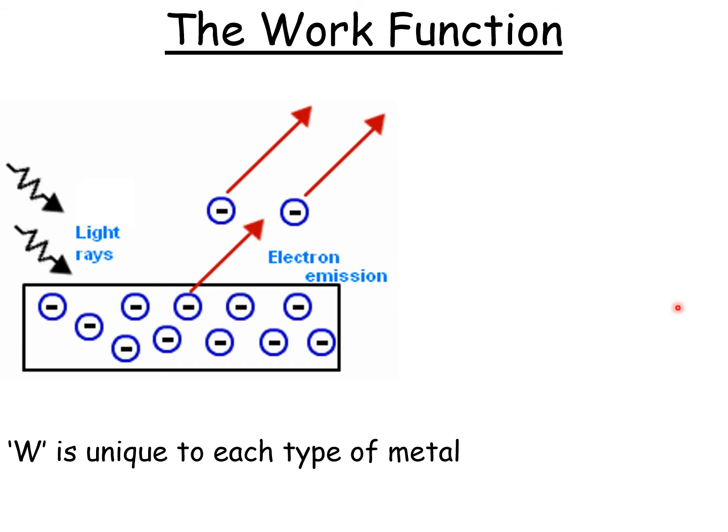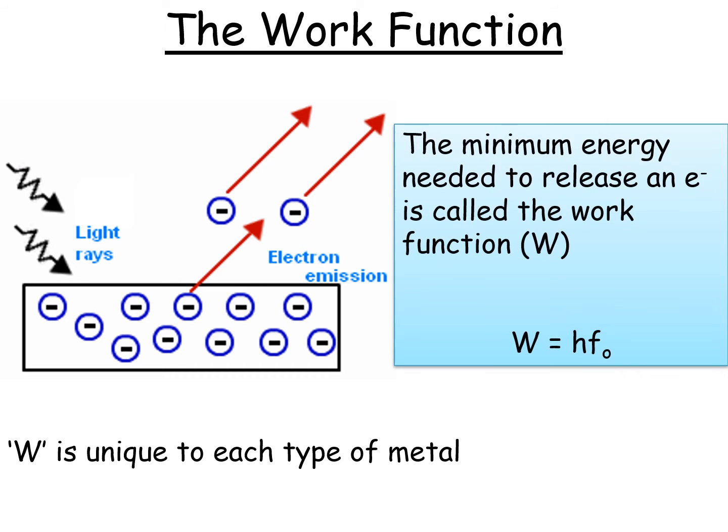Okay, so the work function, another definition for you, so please copy this down as well. The minimum energy needed to release an electron is called the work function, and it's been given this letter W, capital W. It's calculated by h times f naught, where h is Planck's constant. And the work function is unique to each metal. Now be careful, because the work function is the minimum energy needed to release an electron. So that means it's just enough to make it loose so that if you give it any more energy, it can fly off the piece of metal.